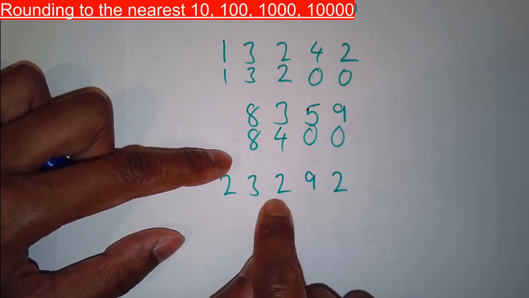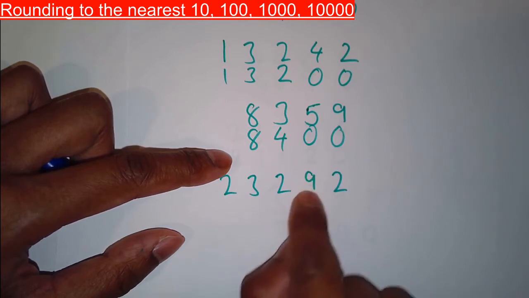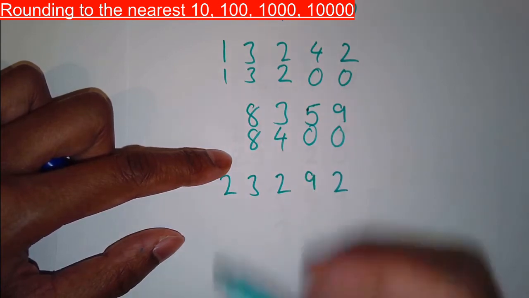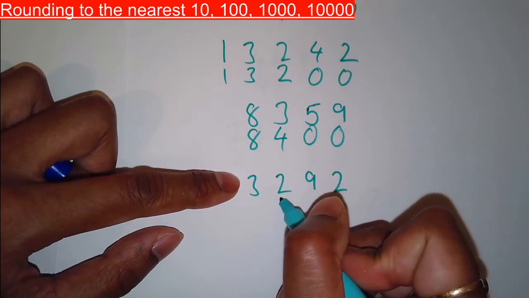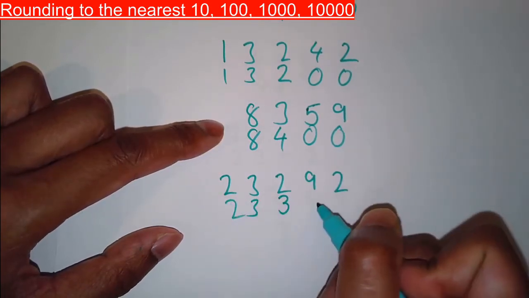Round to the nearest 100, so we look at the tens. Is that 5 or more? Yes, it is. So that becomes a 3. It rounds up to a 3 and everything else stays the same. Don't forget the zeros.